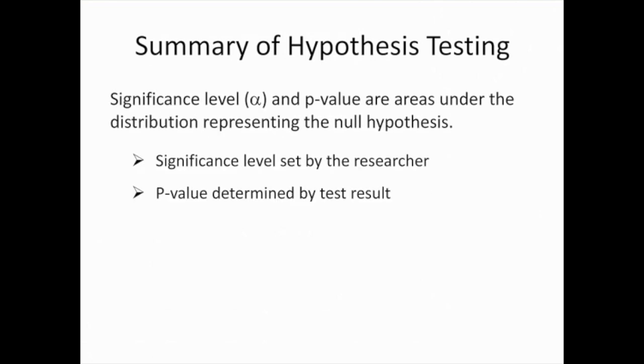The significance level and p-value are probabilities under the distribution that represents the null hypothesis. The difference is that the significance level is set in advance by the researcher, whereas the p-value is determined strictly by the result of the statistical test and is therefore directly tied to the data.